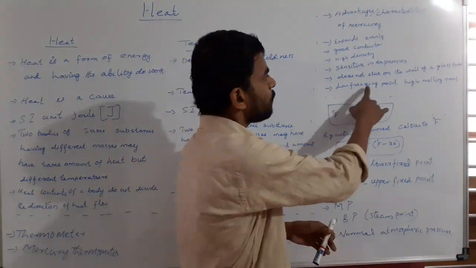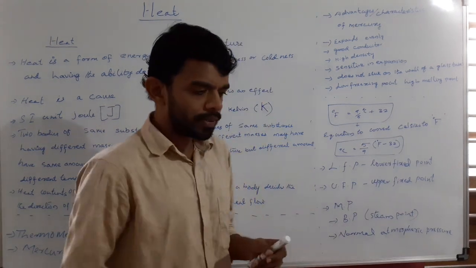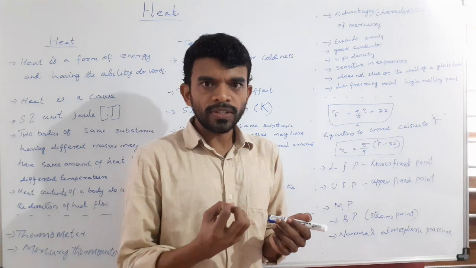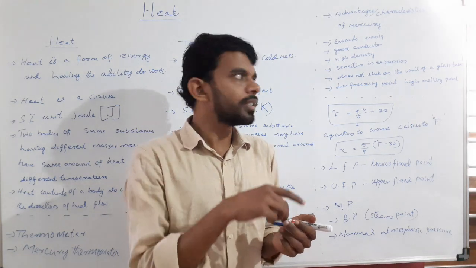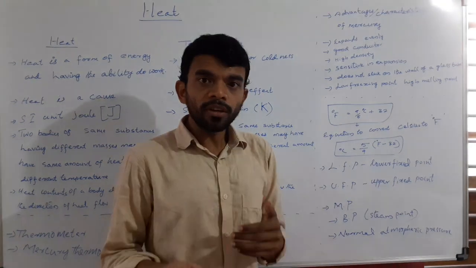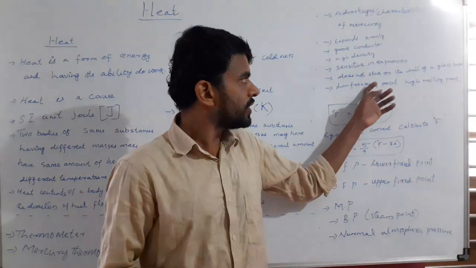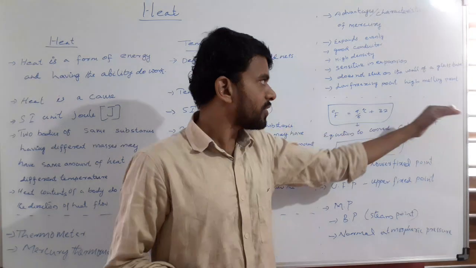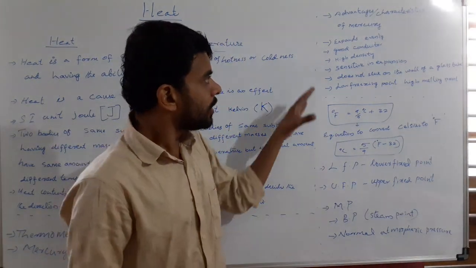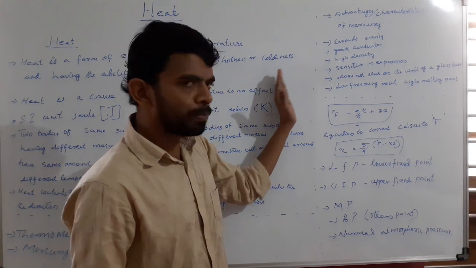Now, low freezing point and high melting point. For example, water freezes at 0 degrees Celsius and boils at 100 degrees Celsius, whereas mercury will not melt easily or boil easily. So high melting point and high boiling point are the characteristics of mercury.